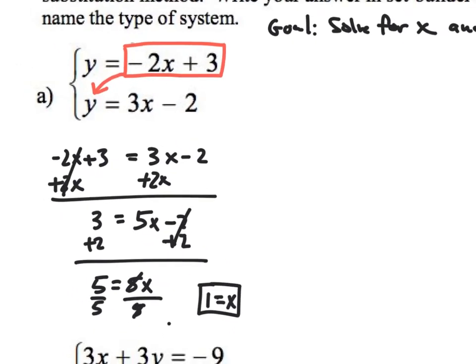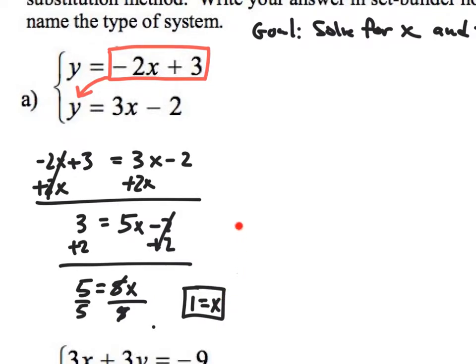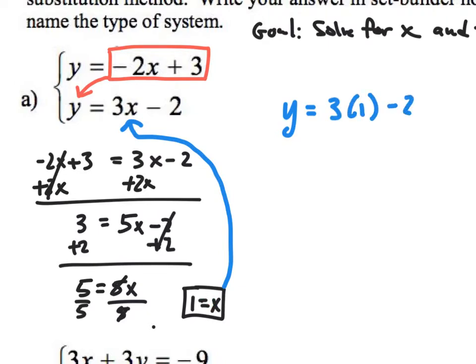Now I take this value and I have to substitute it back into one of these top equations. And guys, it doesn't matter which one you do. I'm going to take this value of x equals 1 and plug it into either equation, but I'm just going to use the bottom one. So I get y is equal to 3 times x. But x, remember, is equal to 1, so I plug in 1 for that, and then minus 2. So y is equal to 3 times 1, which is 3, minus 2. And so y is equal to 1.